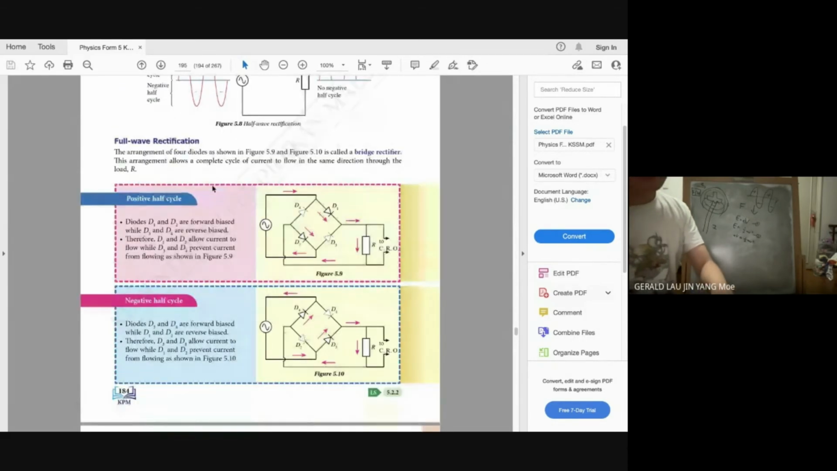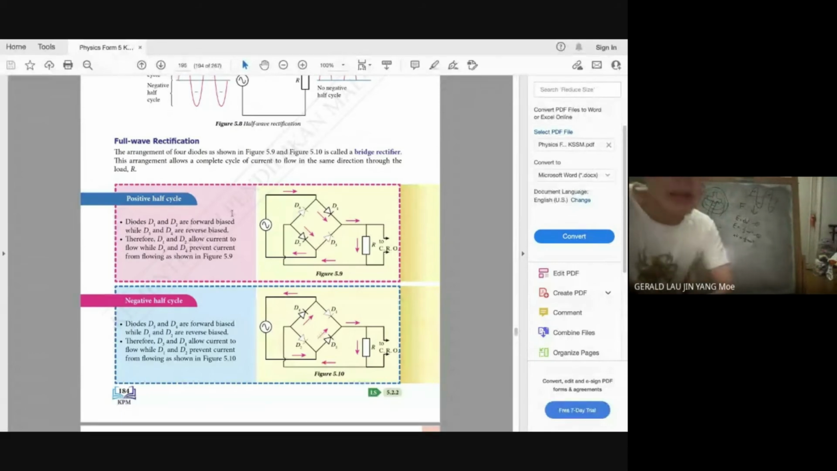Okay. Full wave rectification is different, and it is called a bridge rectifier. Okay, full wave is different. You see why. In the positive half cycle, diodes D1 and D2 are forward bias. D3 and D4 are reverse bias. Therefore, D1 and D2 allow current to flow while D3 and D4 prevent current from flowing.